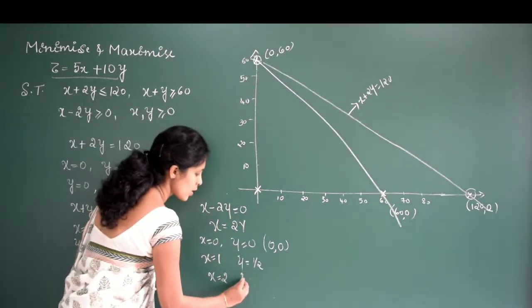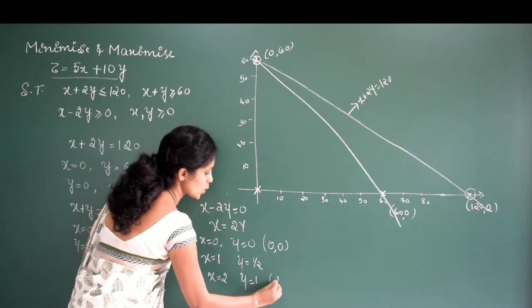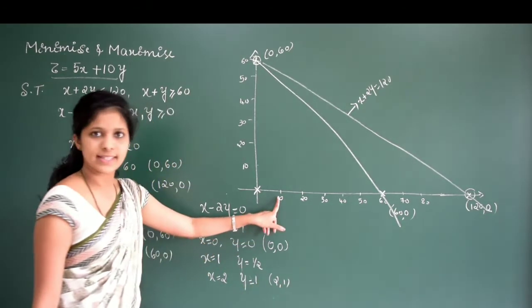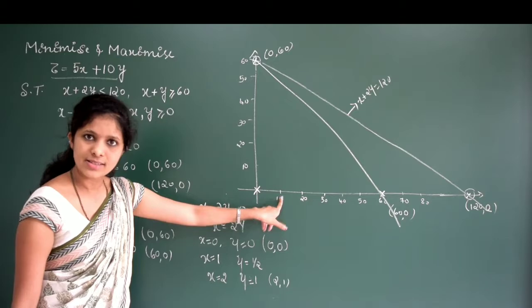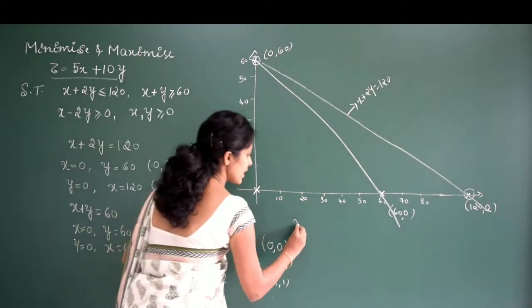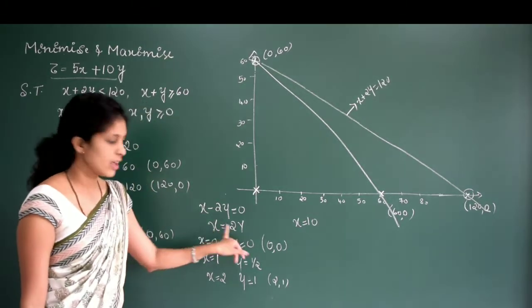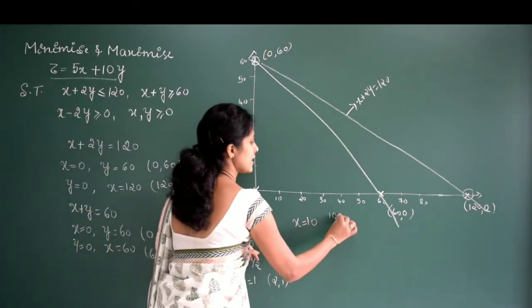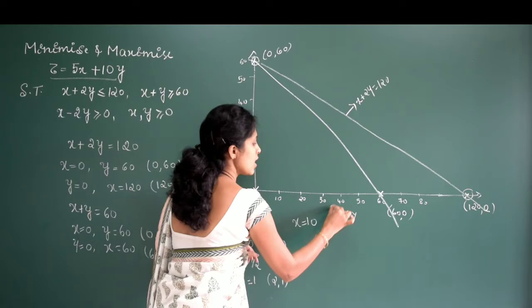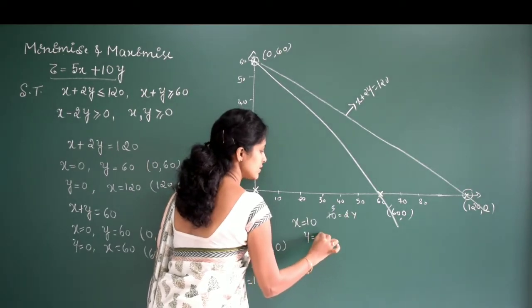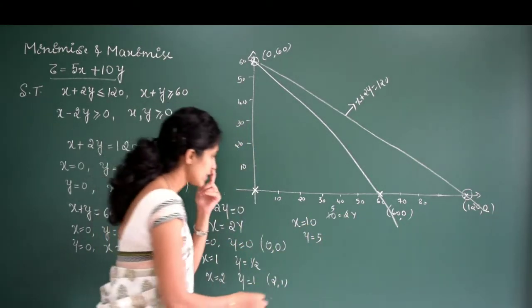Y will be 1. Is it clear? So the point is 2, 1. Here we have x as 10, 20. So let us consider the point x is equal to 10. Any point you can consider. If I substitute x as 10, the value of y will be 10 is equal to 2y. So this is y is equal to 5. So the point will be now 10, 5.